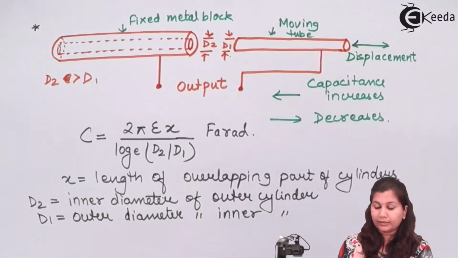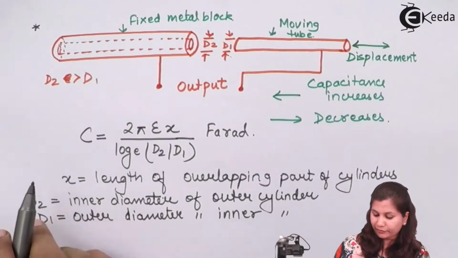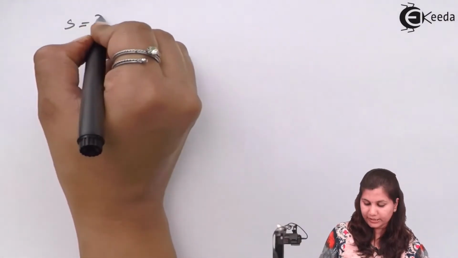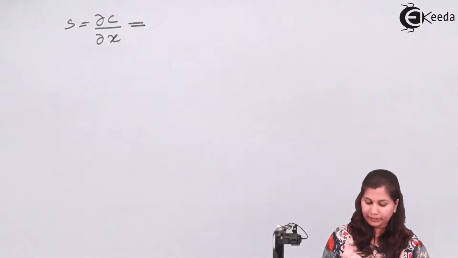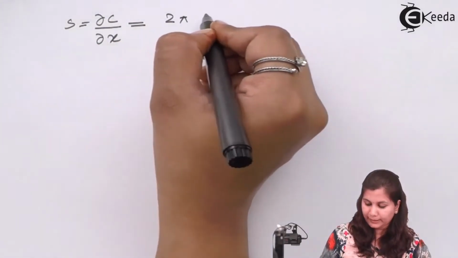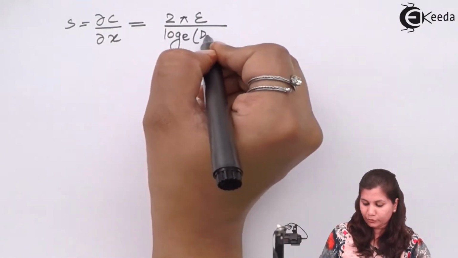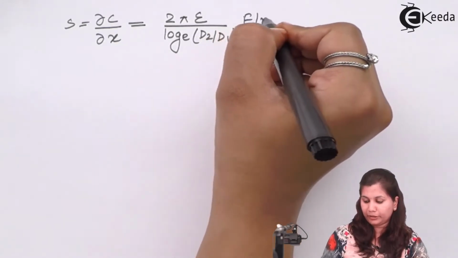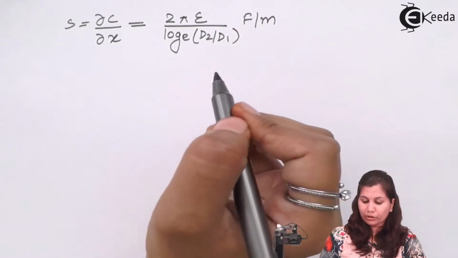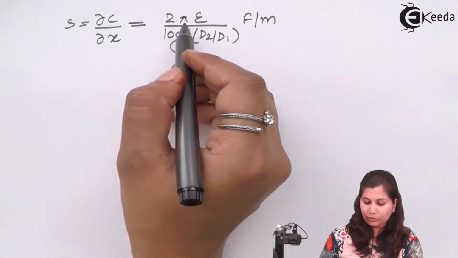So this is the capacitance for a cylindrical capacitor. Now in this case, if we find out the sensitivity, again sensitivity is del C by del X. So it will be 2 pi epsilon log to the base e d2 by d1, farads per meter.